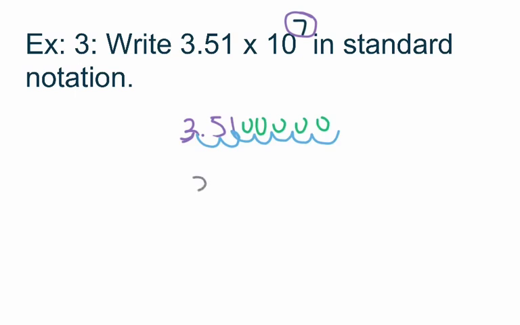I'm just going to copy it down, including all the zeros. Now I go back, and I make sure to include my commas. So 3.51 times 10 to the 7th power in standard notation is going to give me 35,100,000. And since it's not a word problem, there's no labels to give this problem.